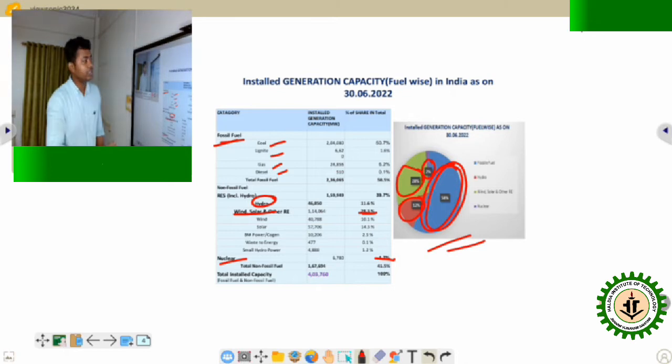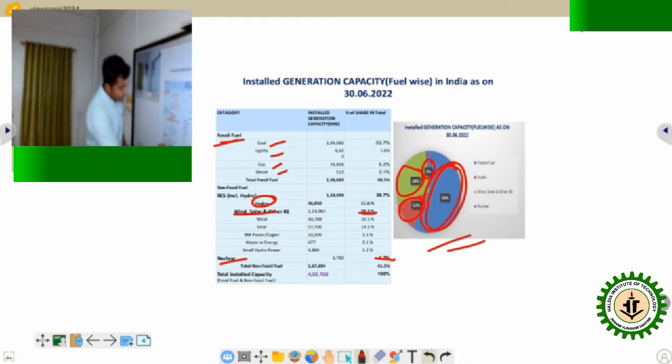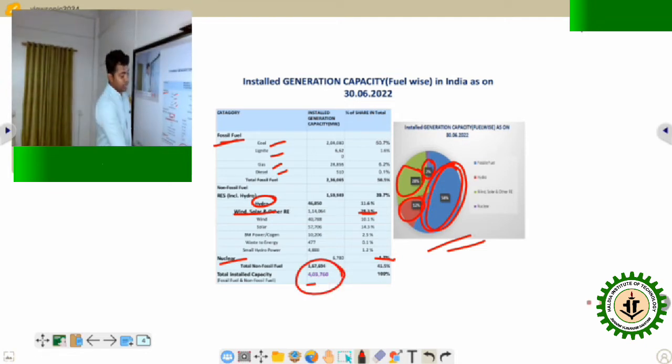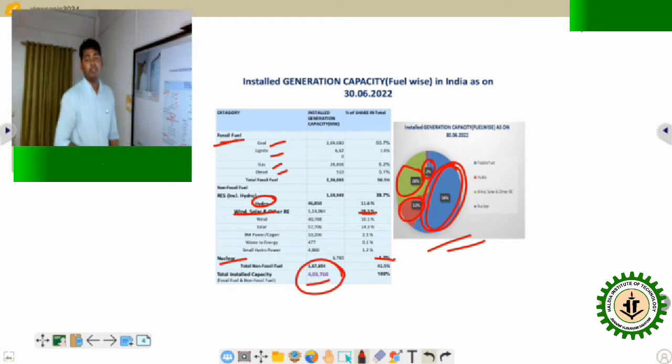So this is the total scenario of the power generation capacity in our India. And the total generation capacity in India is how much? 4,03,760 megawatt, or approximately 400 gigawatt. This is the total installed capacity in our India.